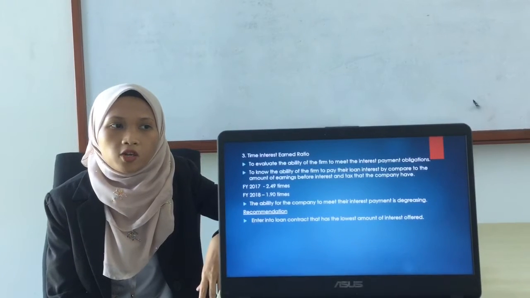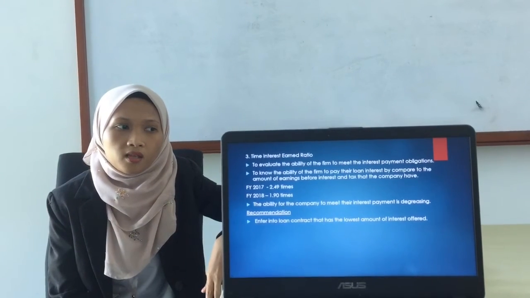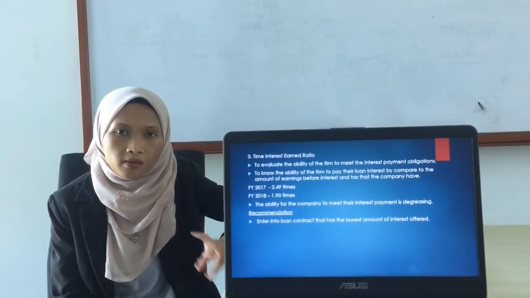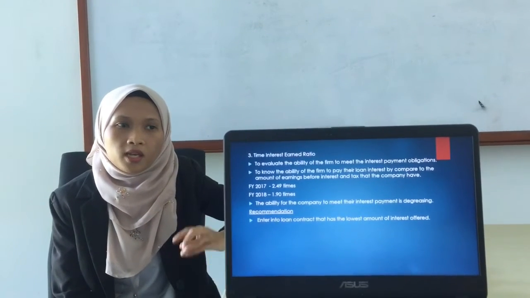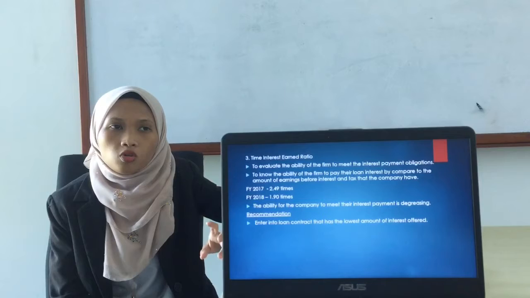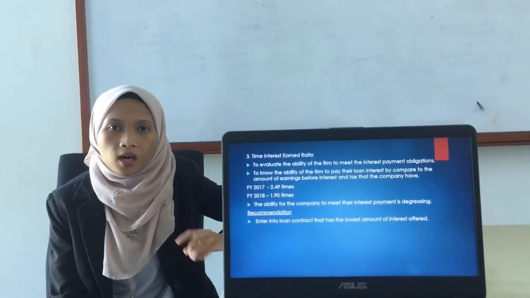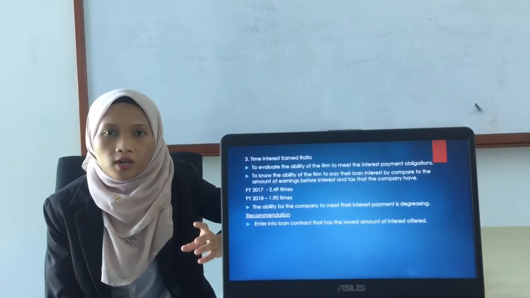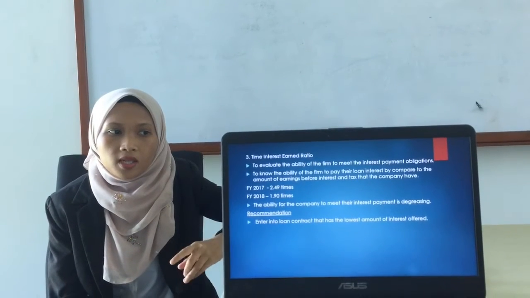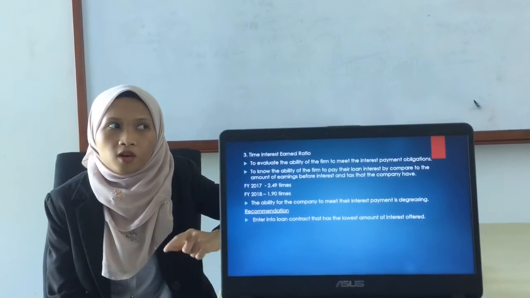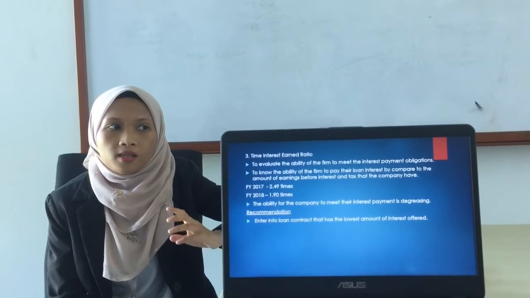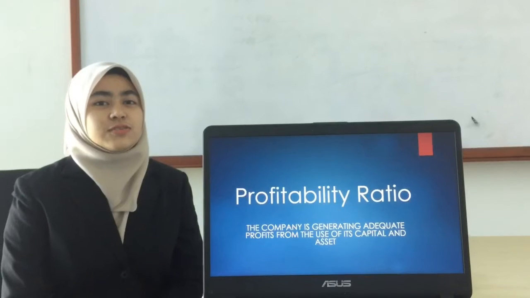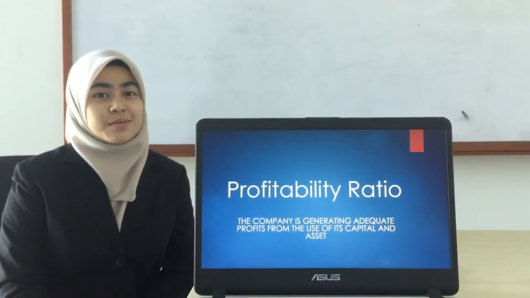So our recommendation is that before the company makes a decision to enter into a loan contract or a debt financing contract, they need to do some research to know whether the bank institution or the creditors offer them a low interest rate. They need to find the lowest interest offer as it will help them to meet their interest payment obligation.